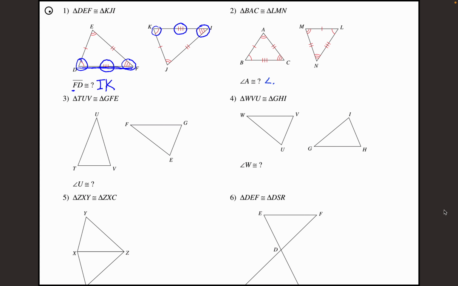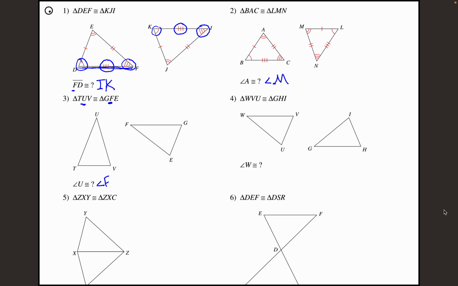What did you say, Jack? Okay, angle M. All right, what about number 3? How do we know it's angle F? And no, don't just say because of the image. Oh, because it's the second letter. So use the second letter. F is the second letter, so therefore U and F have to be congruent.